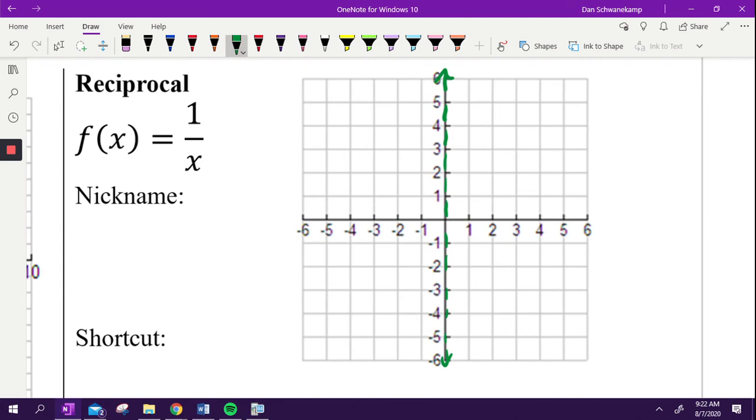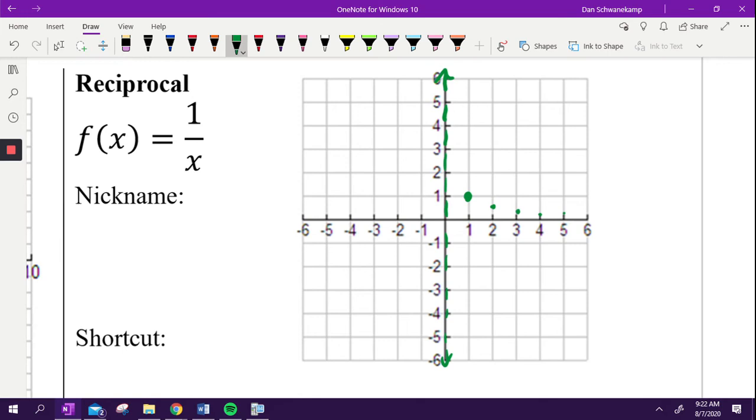What's a number between 0 and 1, like a half? What would I get if I plugged in a half? 2, because you would go 1 over a half, or the reciprocal of a half, you would get 2. And if I plugged in a third, I'd get 3, and so on. So what's going to happen is I'm going to get really close to that y-axis, but I'm not going to touch it. And I'm going to get that graph right there.